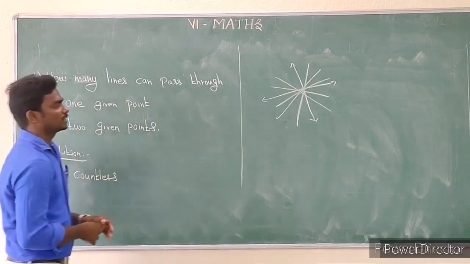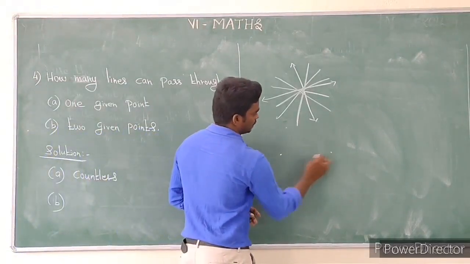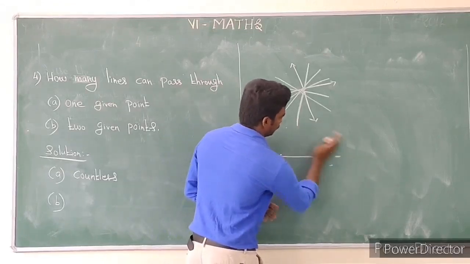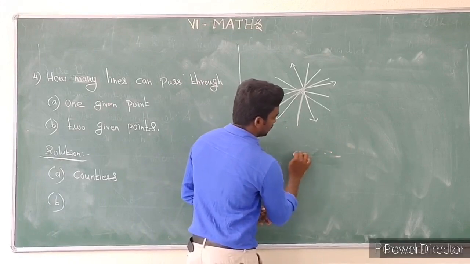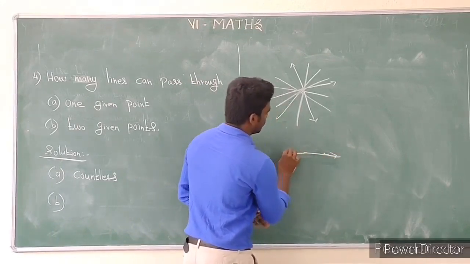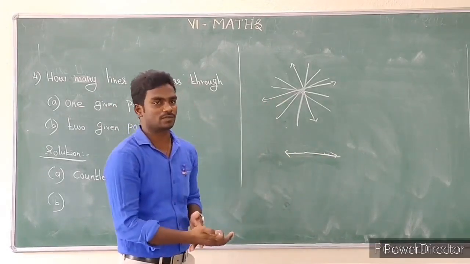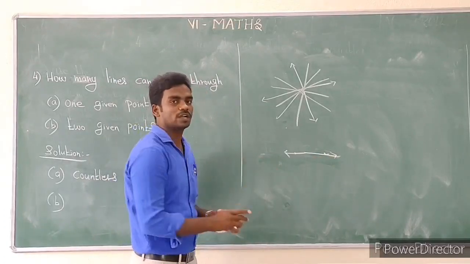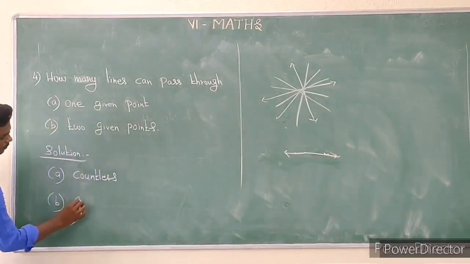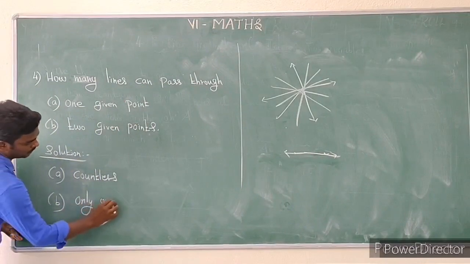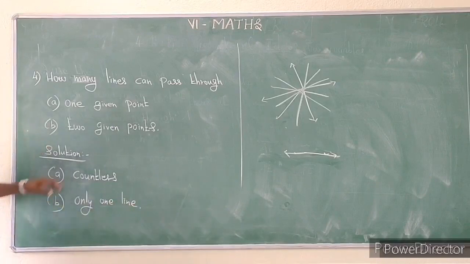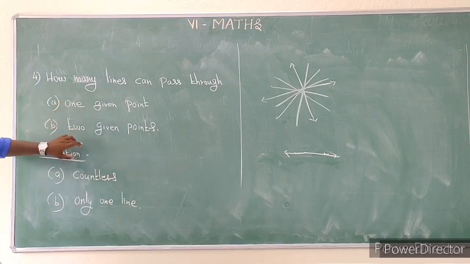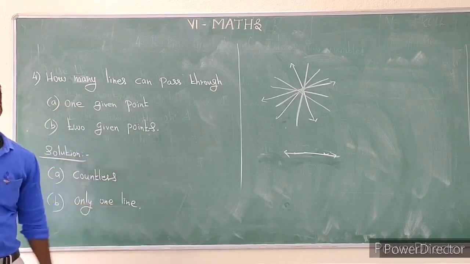Next, two given points. So you have two distinct points, A and B. How many lines can pass through them? Only one line. So if one point is given, countless lines can pass through it. If two distinct points are given, only one line can pass through them. Next, how many lines can pass through a given line? Countless number of lines. How many lines can pass through given two points? Only one line.